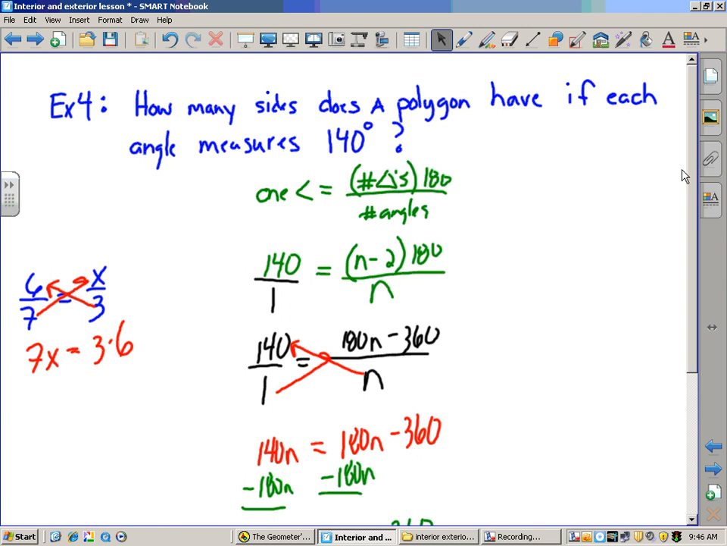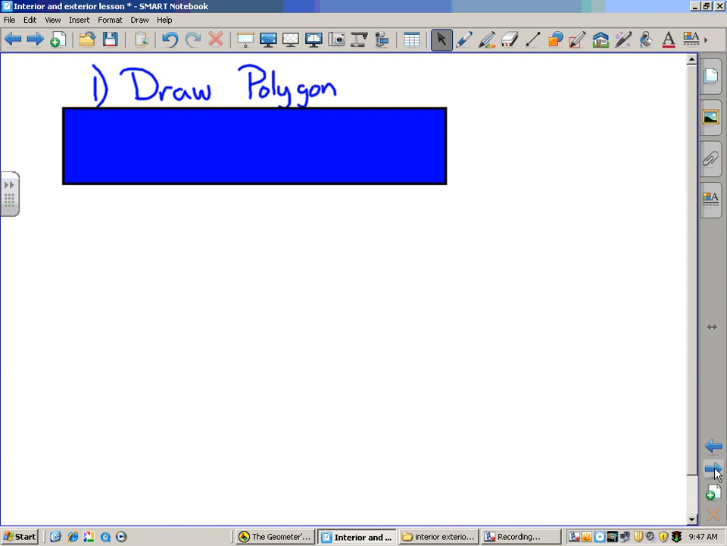First thing I want you to do is get your straight edge out and draw a polygon. Try to make it as non-regular as possible. I don't care what type of polygon it is. Does it have to be concave or convex? Please make it convex, because that's all we're talking about today, convex polygons. Your first step right now is to draw any type of polygon. I don't care what size or shape it is, just make sure that it is convex.